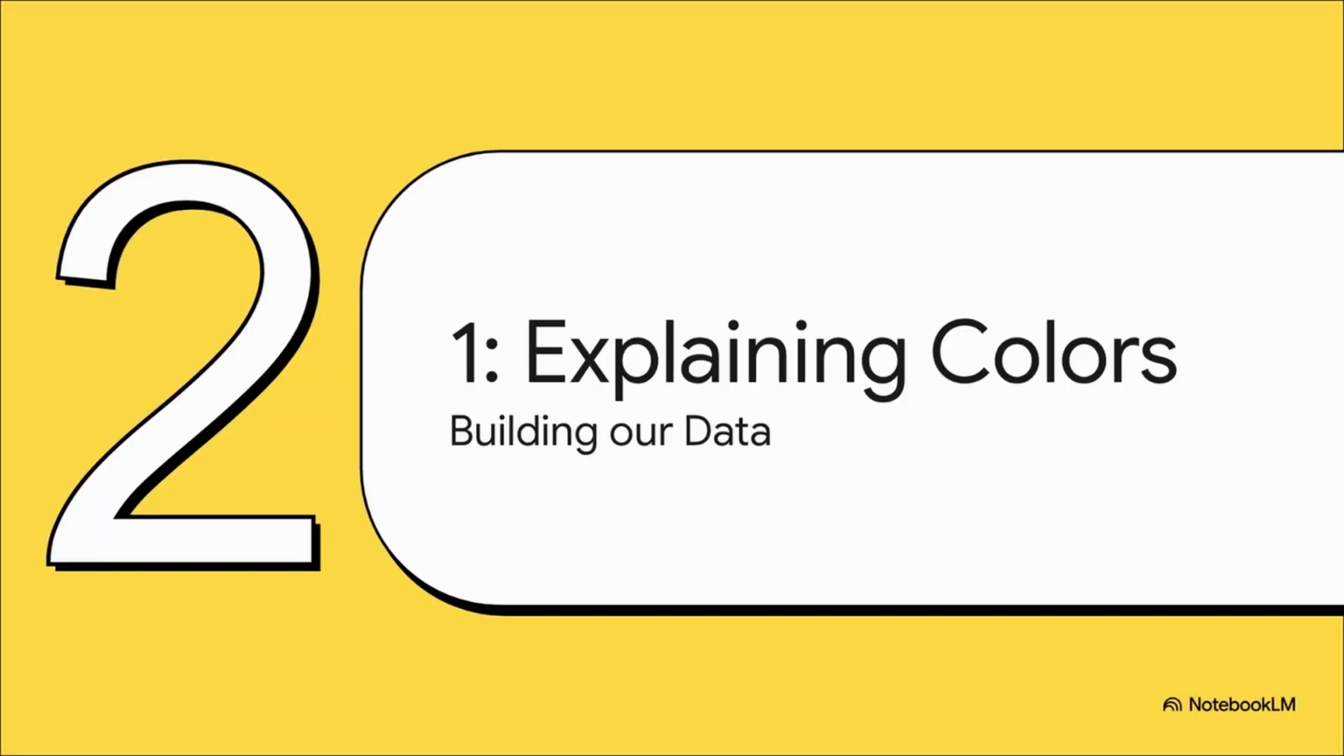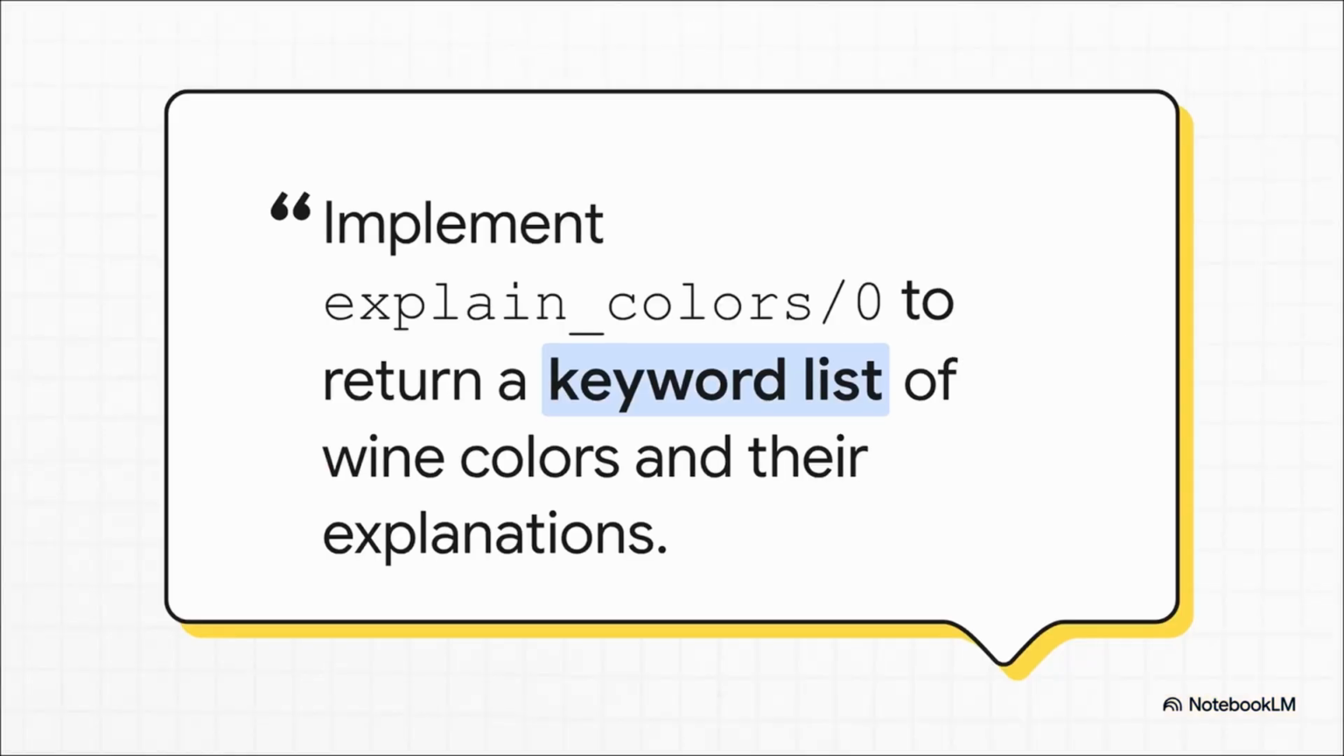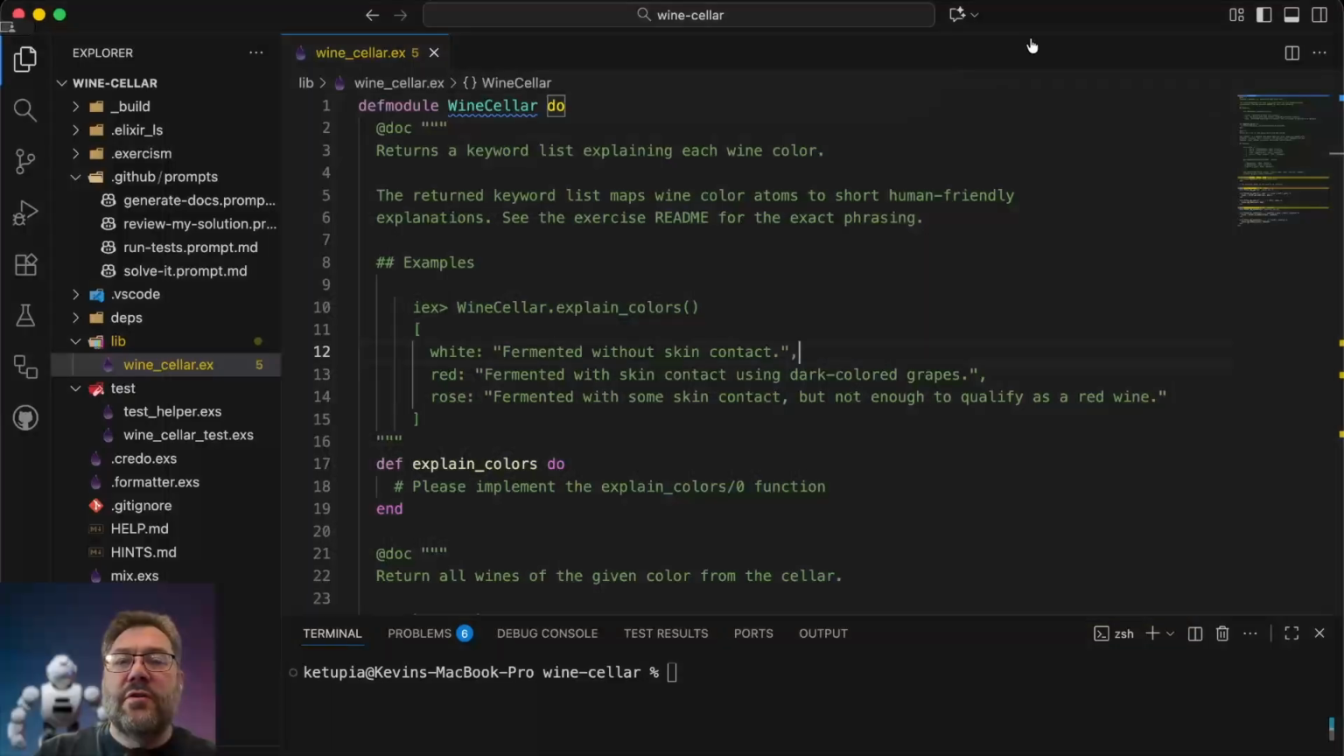All right, let's get our hands dirty with step 1, explaining colors. Before we can filter wines, we need a way to represent the basic data about them, right? Okay, the instruction here is pretty straightforward. We need to create a function called explain_colors. It takes 0 arguments, that's what the little 0 means, and it just needs to return our wine colors and their descriptions. The first instruction is to return a keyword list of the colors of the wine and their human description.